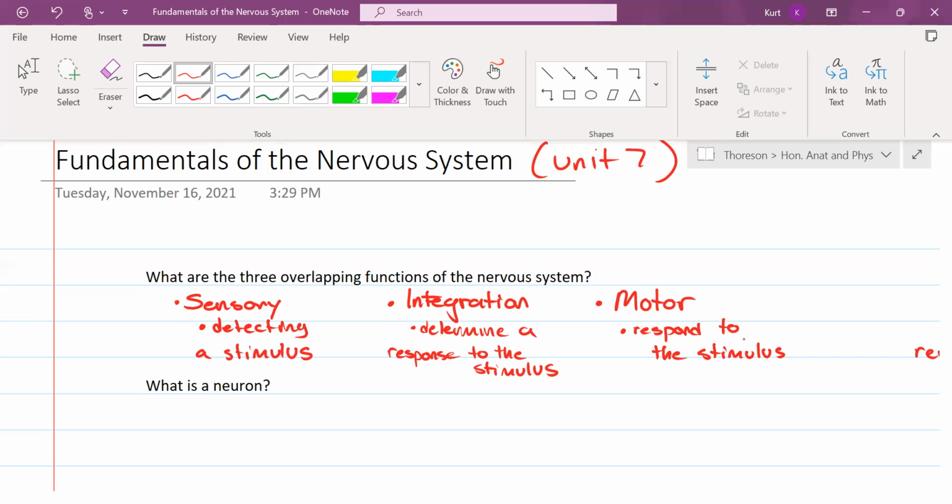Now, here's what happens on a subconscious level. Your brain is basically like, there's this bug. It hurts. And it's drinking my blood. What am I going to do about this? Smack it. So that's your motor output.